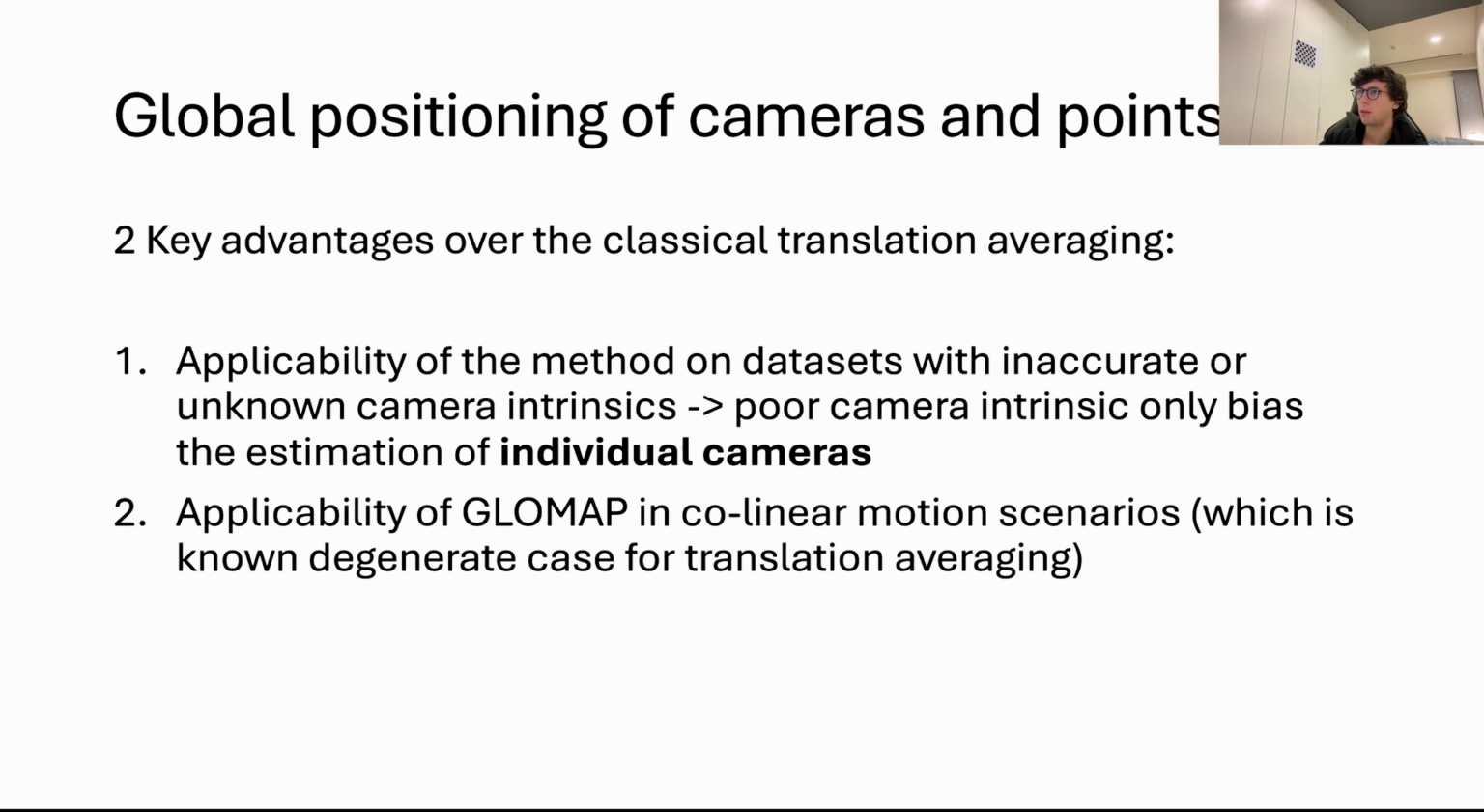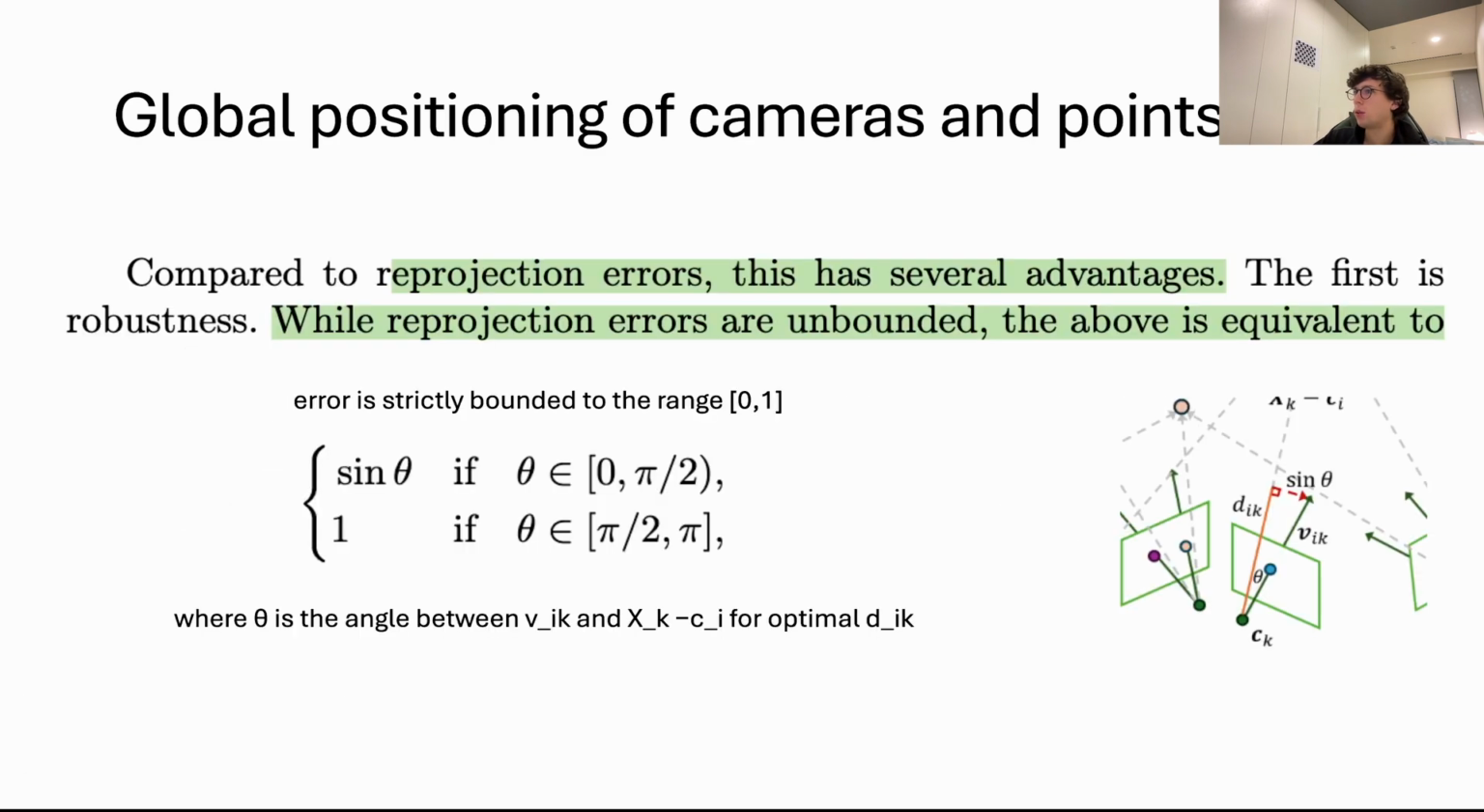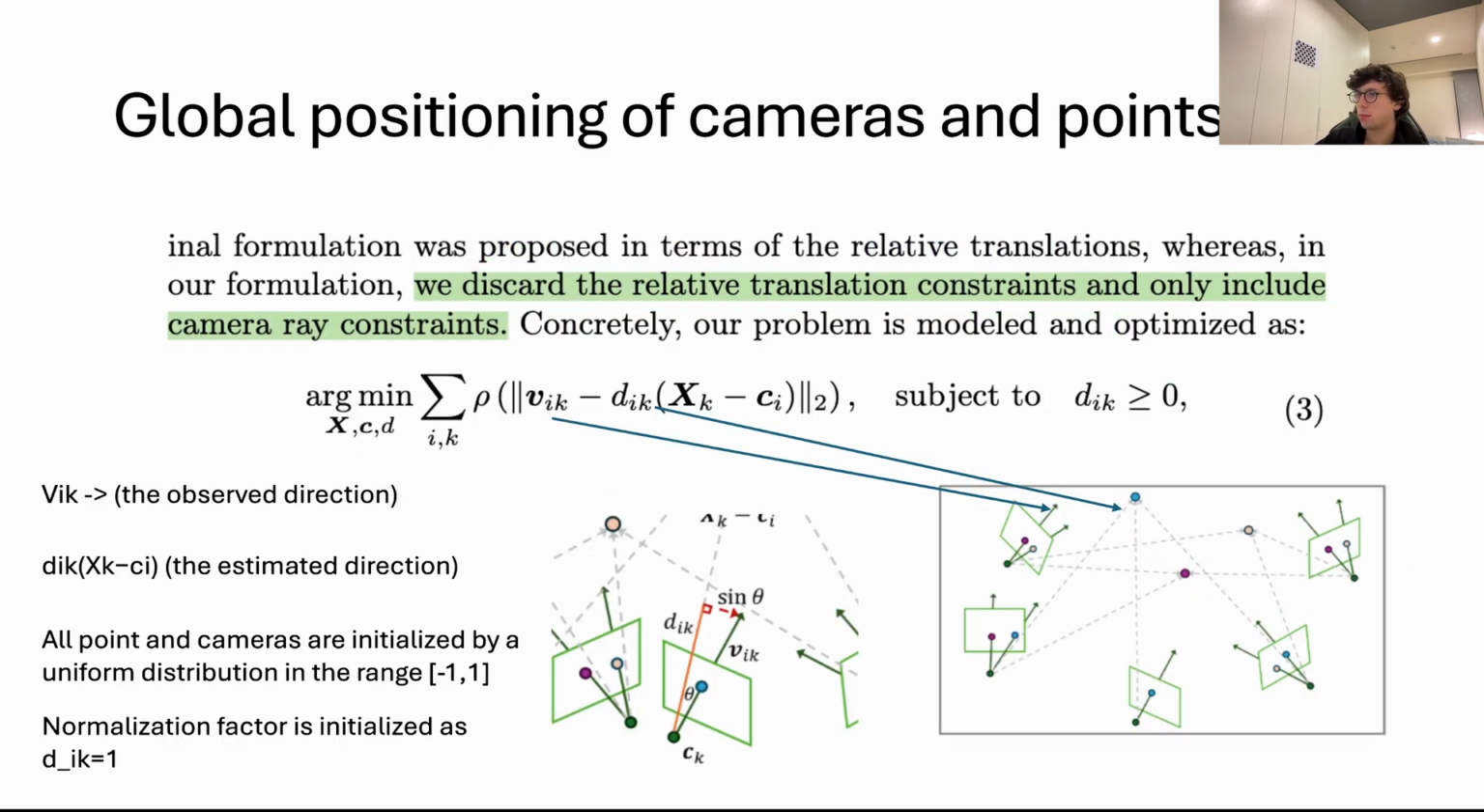Is that these methods can be applicable with unknown or even inaccurate camera intrinsics, because poor camera intrinsics will only bias the estimation of individual cameras and not bias the whole process, let's say, because of exactly this.